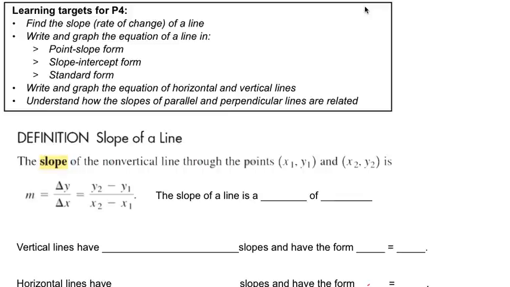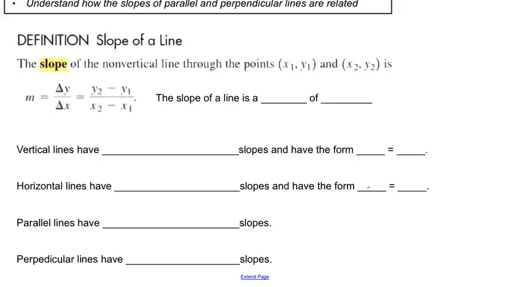All right, we have your learning targets on the top that you're welcome to read, and I'm going to jump in with the definition of the slope of a line, which should be familiar to you from Algebra 2. The slope of any non-vertical line is given by the change in y over the change in x, which is the vertical change over horizontal change. And the way to think of the slope of a line is always a rate of change.